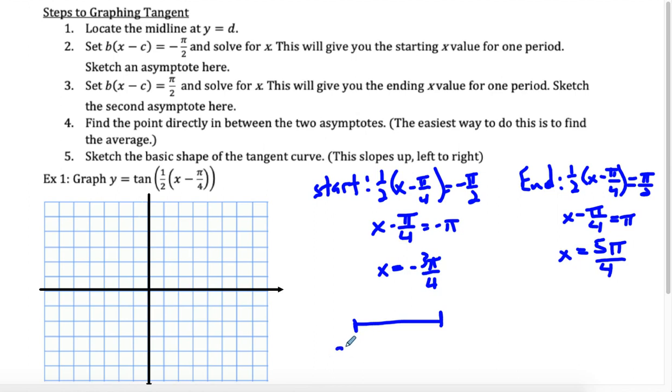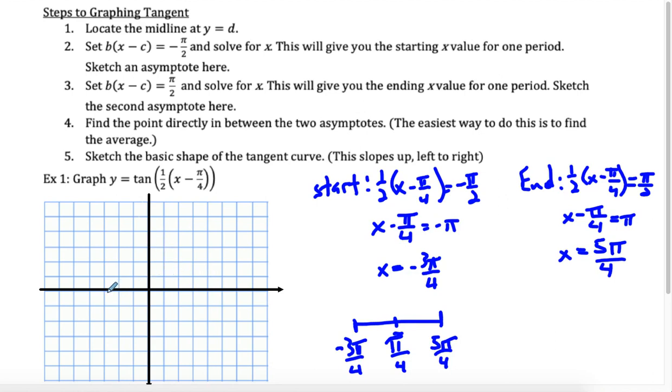Okay, we need my starting, my ending, and then one point that's exactly halfway in between. So again, to find that point halfway in between, all I need to do is take the average. So negative 3 pi over 4 plus 5 pi over 4 would be 2 pi over 4. Divided by 2 would be 2 pi over 8, or 1 pi over 4.